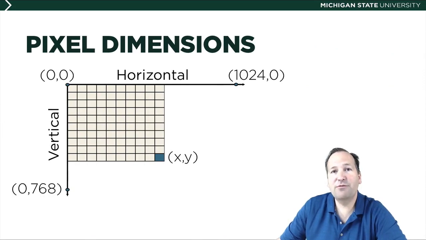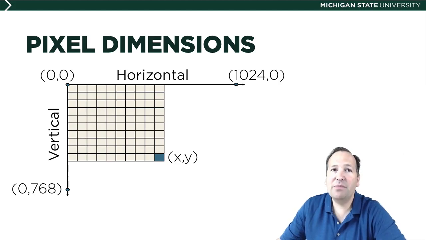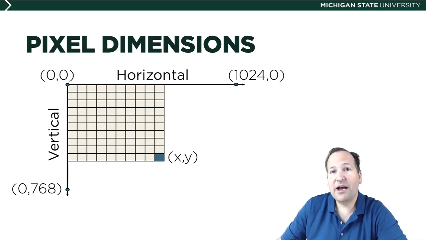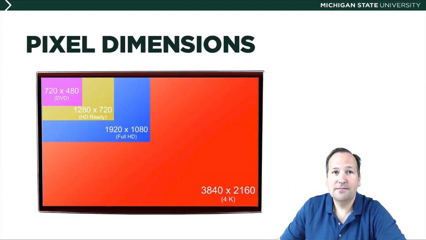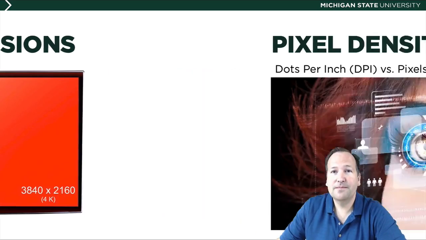Resolution can be measured in several ways. One of the most important for us in game development is the pixel dimensions of the display. That is, how many pixels can be rendered horizontally by how many pixels vertically. Of course, the more pixels available, the higher the resolution, the more detail we can present on the display.